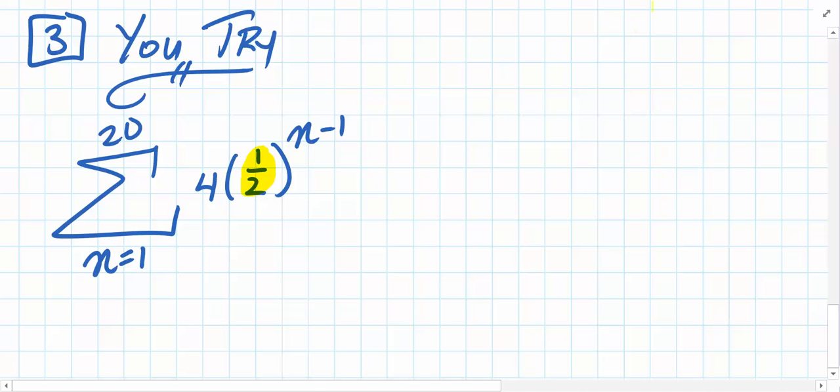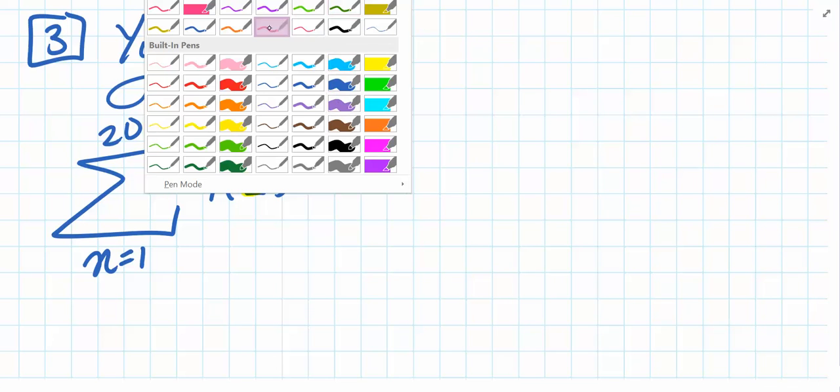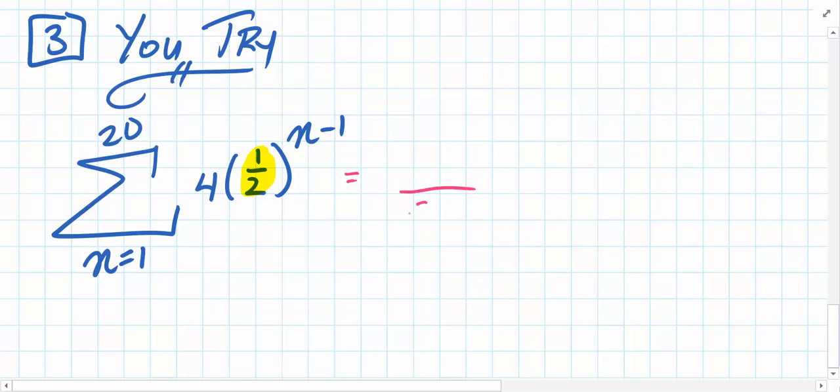If I was going to write this sequence out, okay, what would the very first term be? If I plug in a 1, I get 1 minus 1 is 0. 1 half to the 0 is 1 times 4 is 4, right? Okay, so 4. Plus, what would the next term be? 2. That'd be 2. What would the next term be?